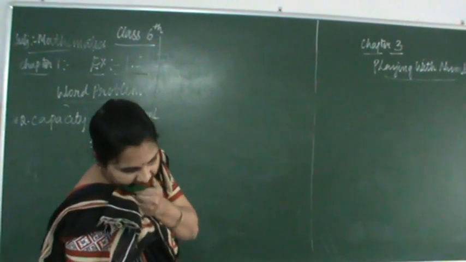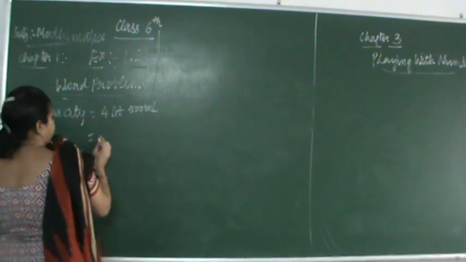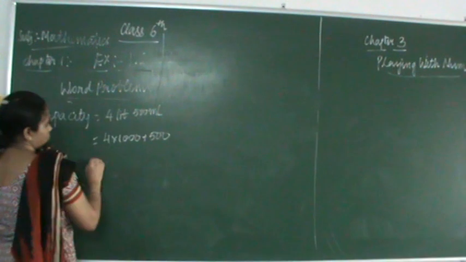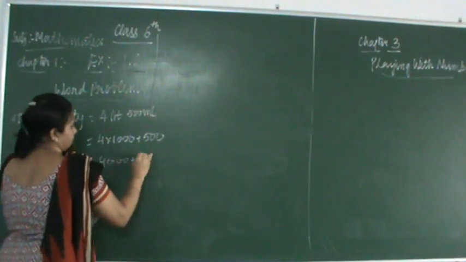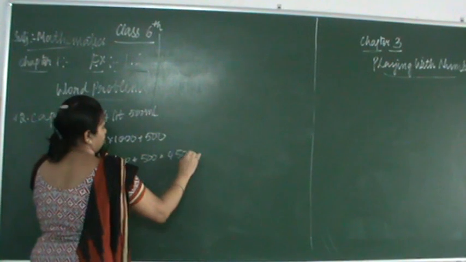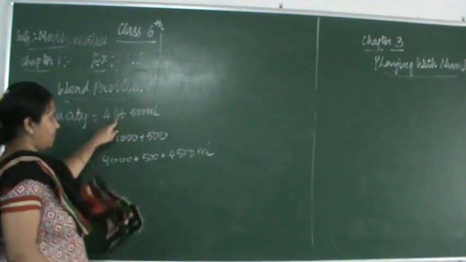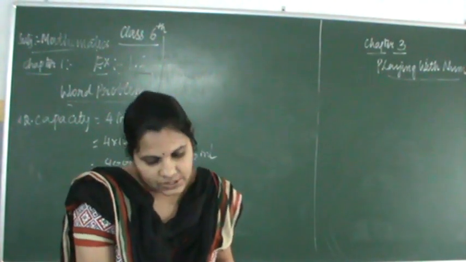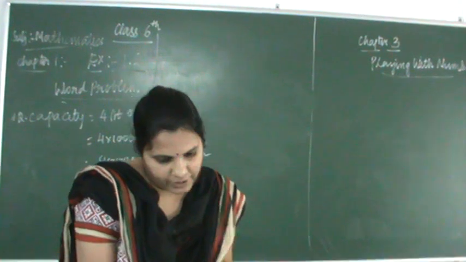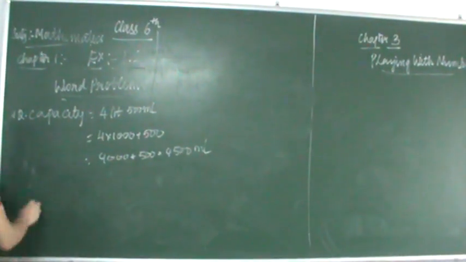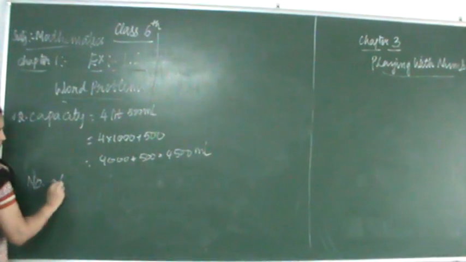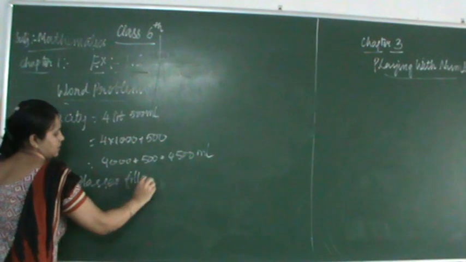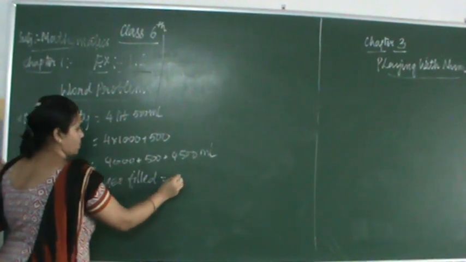4 liters 500 milliliters. So this you have to convert liters into milliliters, children. 4 into 1000 plus 500. So you will get 4000 plus 500, which is nothing but 4500 milliliters, because we are converting into milliliters here. Now what is it asking? In how many glasses, each of 25 ml capacity, can be filled? So the number of glasses filled is equal to how much is asking.